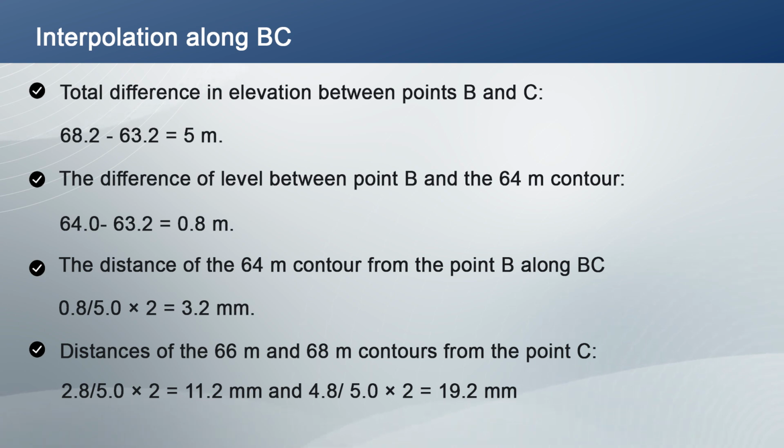Similarly, the distances of the 66 meter and 68 meter contours from the point C will be 2.8 divided by 5 into 2 equal to 11.2 millimeter and 4.8 divided by 5 into 2 equal to 19.2 millimeter respectively.